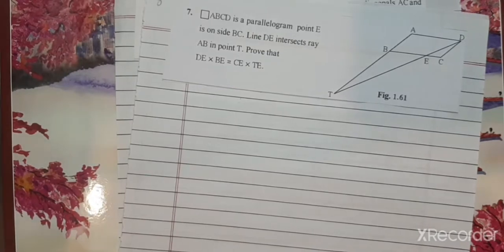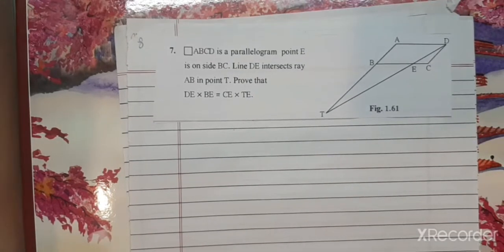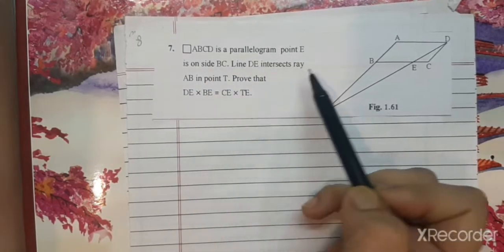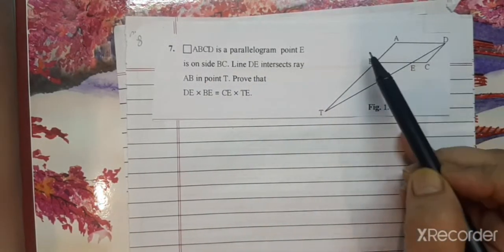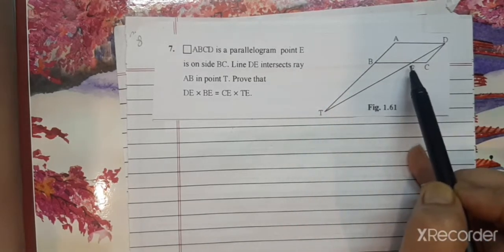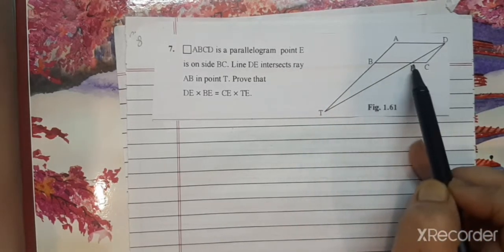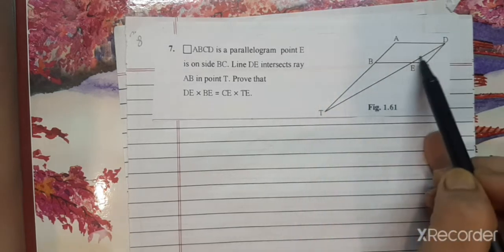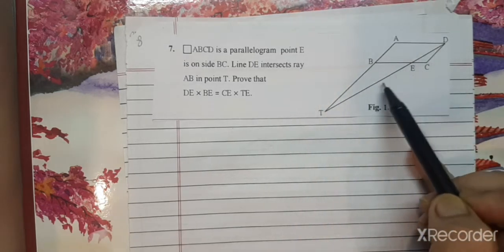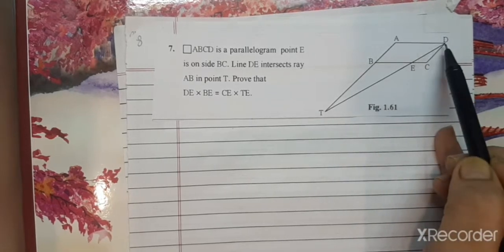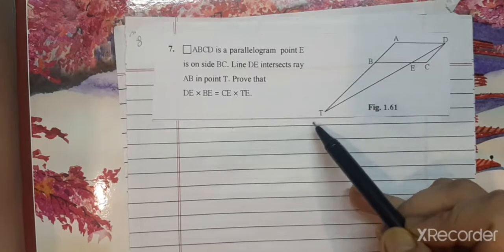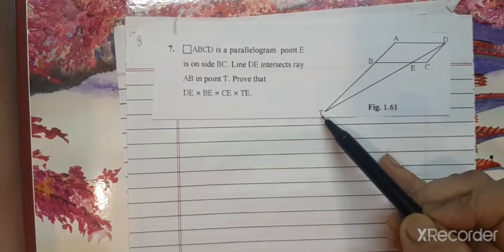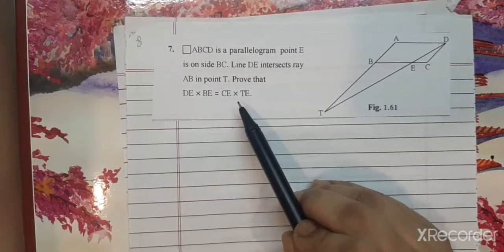Now, look at this sum. In this sum, they have given a figure. Okay, and the given information says that quadrilateral ABCD is a parallelogram. So this ABCD is a parallelogram. Point E is on side BC. So E is on BC, we can see. Then line DE is intersecting the ray AB at T. So this DE is extended so that it meets AB at T. Okay, we have to prove that DE into BE is equal to CE into TE.